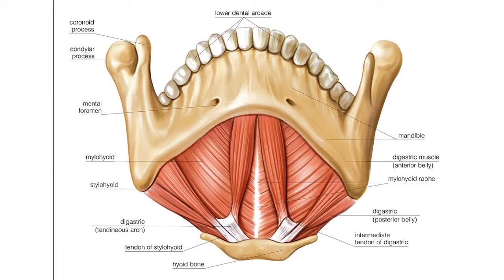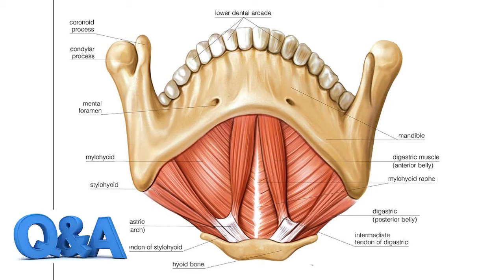Where are we now? We can see that this is the hyoid bone and this is the mandible. There is a group of muscles called suprahyoid muscles. The first one that makes the floor of the mouth is called mylohyoid muscle. Then there is another muscle which has a very strange shape called digastric. It has 2 bellies and a central tendon.